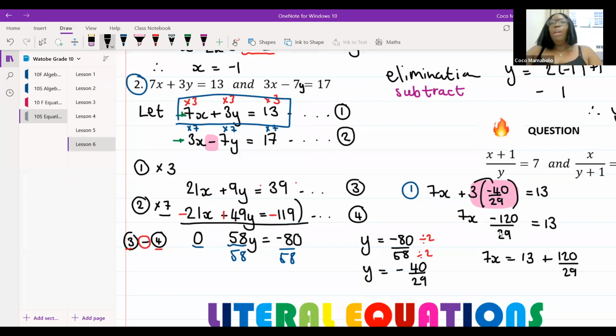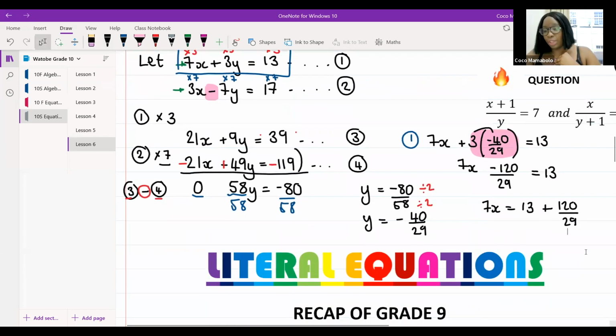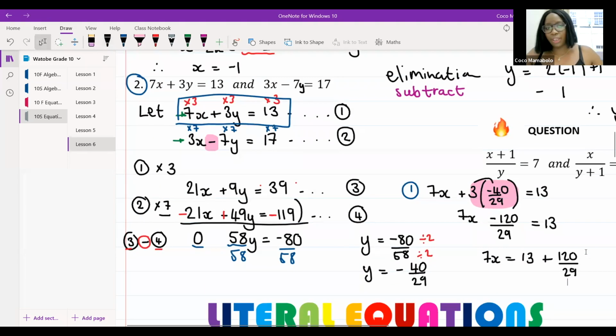Now, if I add these two things, they're going to be very ugly, and I didn't even bother doing it because I thought I had the right answer before. I need somebody to just pop it into their calculator quickly. 7x is equal to? Anybody got an answer for me? I need you to just pop into your calculator 13 plus 120 over 29.